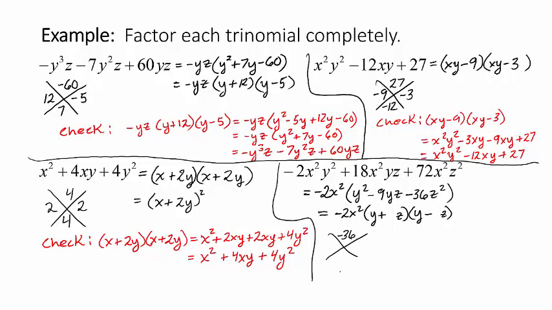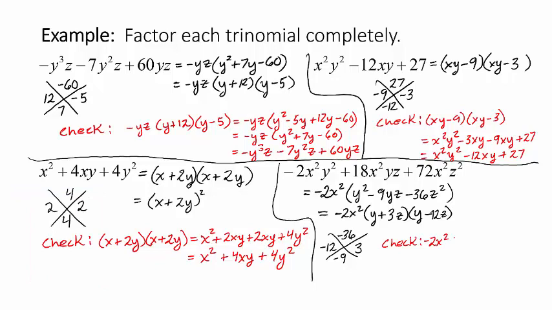So I want two numbers that multiply to give negative 36 and add to give negative 9. Well, there's 1 times 36, there's 2 times 18, there's 3 times 12. Now the difference of 3 and 12 is 9. So, and I want negative 9. So if I have negative 12 plus 3, that should do it, right? Okay, so I'm going to have y plus 3z times y minus 12z. Okay, and then of course we'll check that.